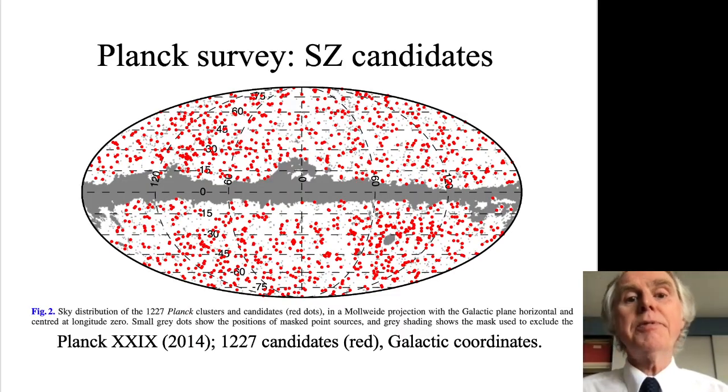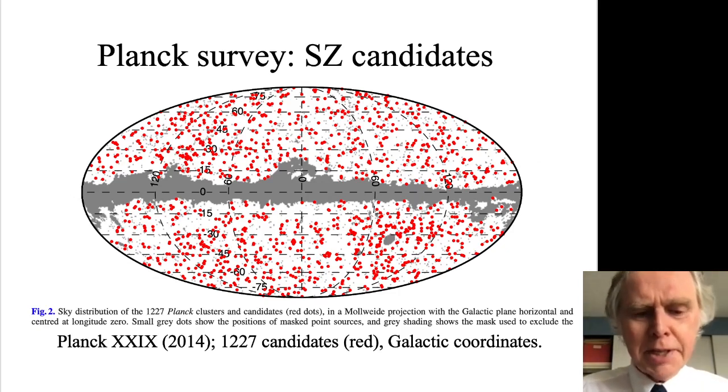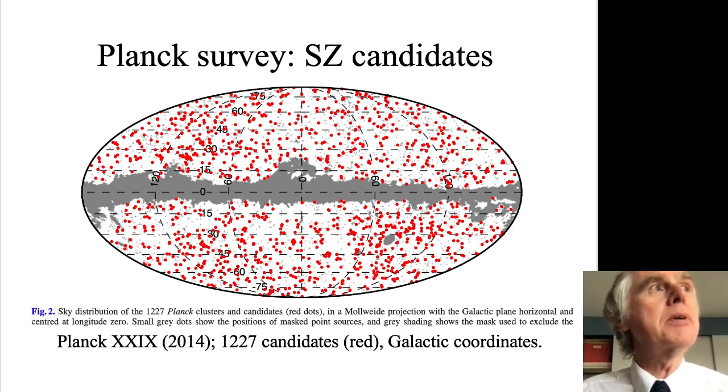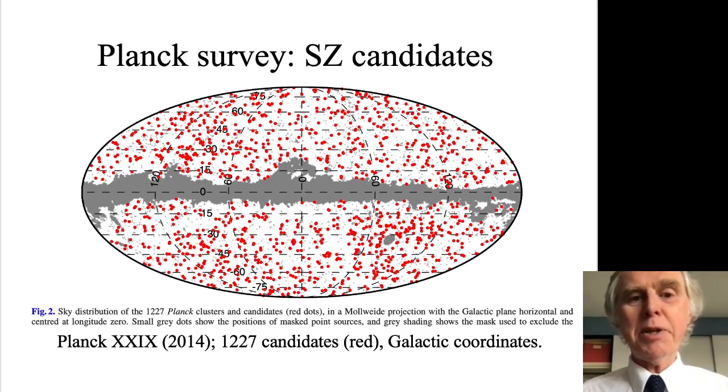One survey that probably isn't biased is the Planck survey, and the Planck data set was rich enough that you could mine it for SZ effects, and a total of about 1,250 candidate clusters were found purely by their SZ effects by looking at the microwave background data. This shows where they are as the red dots against the galaxy as the big grey region, and you can maybe see little grey dots all over the diagram, which are where clusters couldn't be looked for because there are strong point sources.